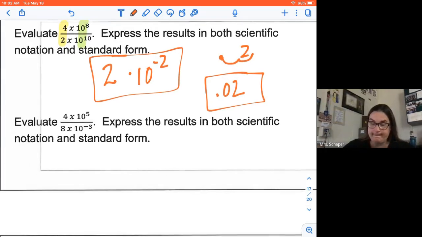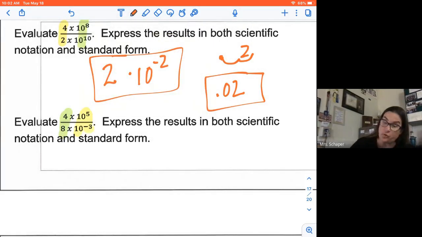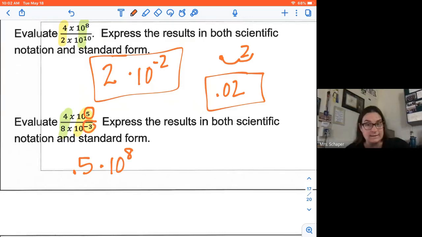Right? Again, let's take a look at this. 4 divided by 8 is going to be 1/2 or 0.5. And 10 to the 5th divided by 10 to the negative 3 is 10 to the 8th. 5 minus negative 3 is 8.